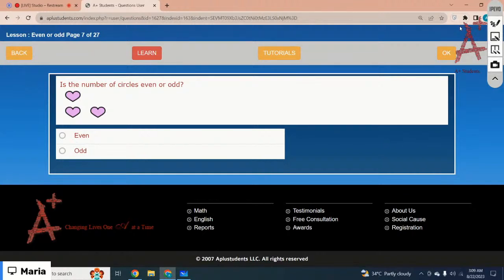If you match the hearts in the form of pairs, you are left with one, right? That means the hearts are odd in number, right? They are three, so three is an odd number. The correct option is odd, right?